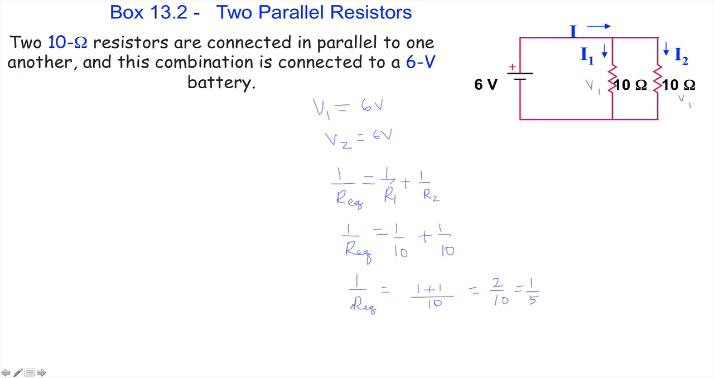So therefore, to get R equivalent, what will you do? Flip this guy. If you flip the left hand side of the equation, you must do the same thing on the right hand side. That's the law of mathematics. You can't change it. Therefore R equivalent equals 5 over 1 ohm. 5 over 1 means 5.